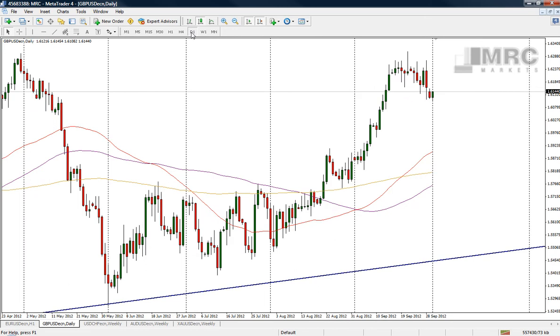Let's flip it to a shorter term time frame. You can see we have a nice trendline support here on this cable chart, and you could bring it in a little bit and say it's pretty much testing it as we speak.